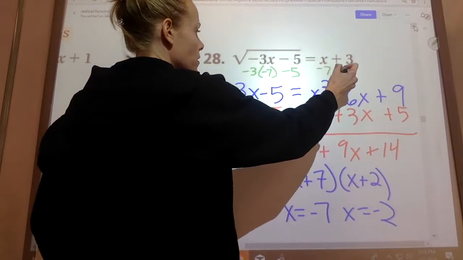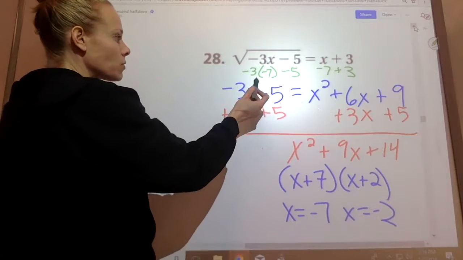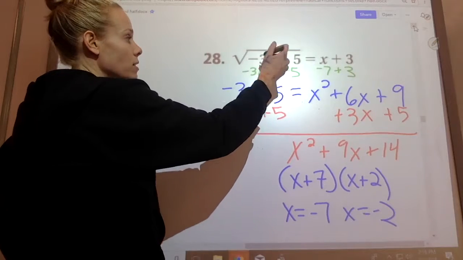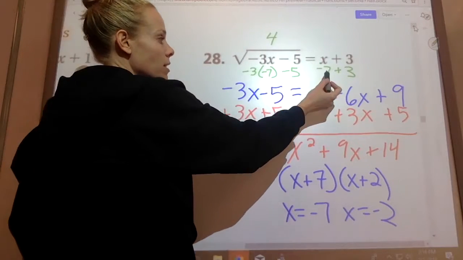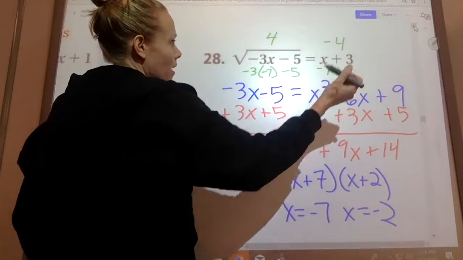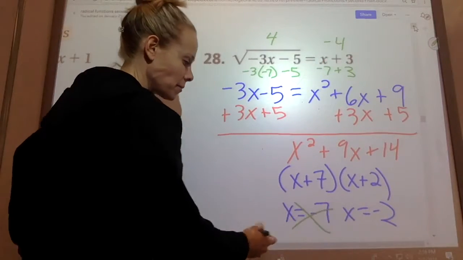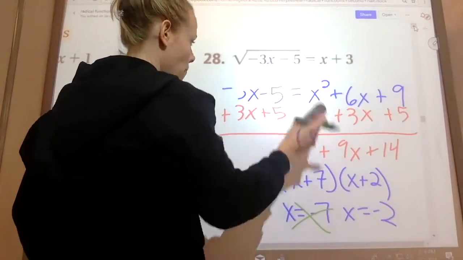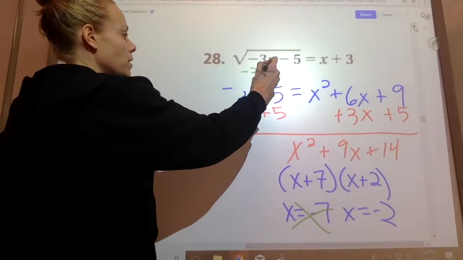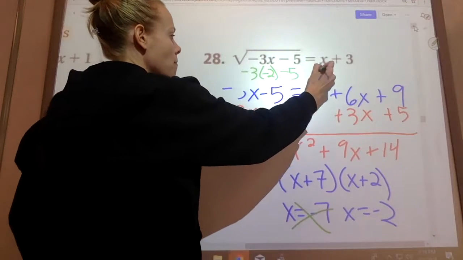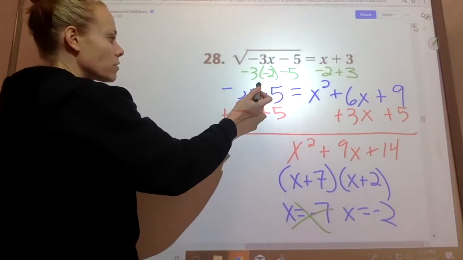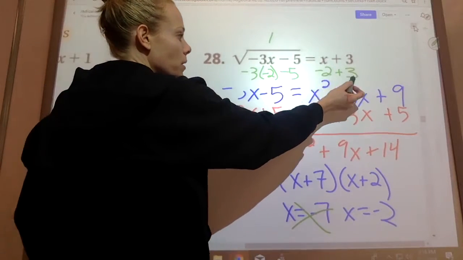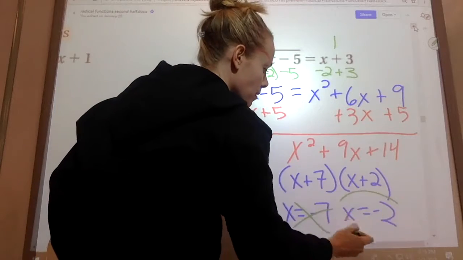Does that equal -7 plus 3? Well, this would be 21. 21 minus 5 is 16. Square root of 16, 4. What's -7 plus 3? -4. That one does not work. So then let's try -2. -3 times -2. So this would be 6 minus 5 is 1. The square root of 1 is 1. -2 plus 3, 1. So that one does work.